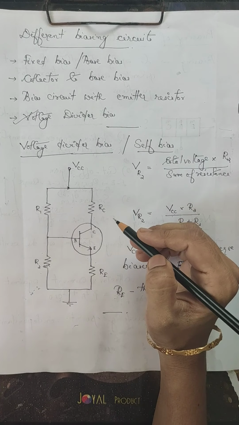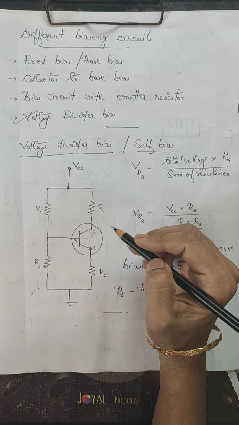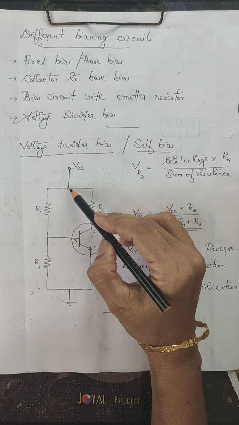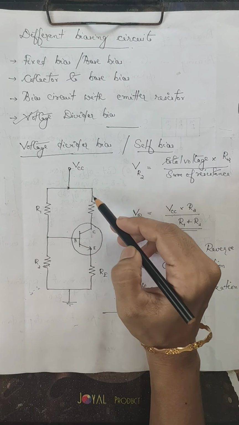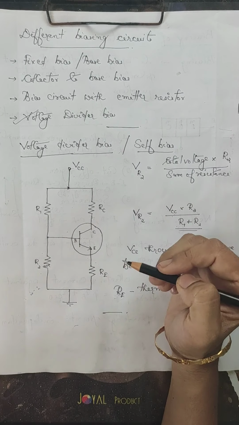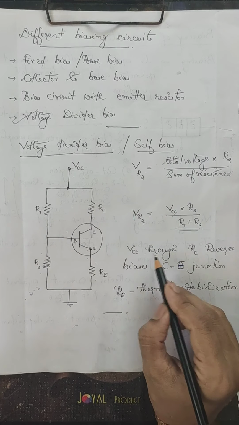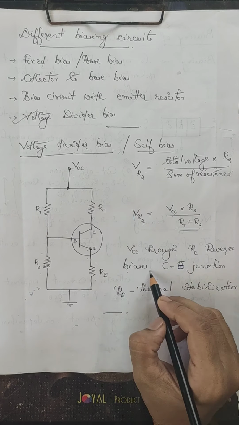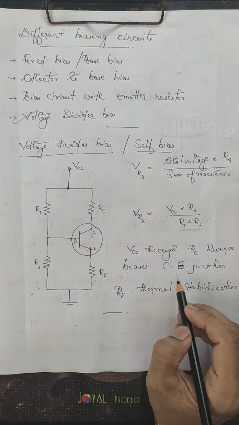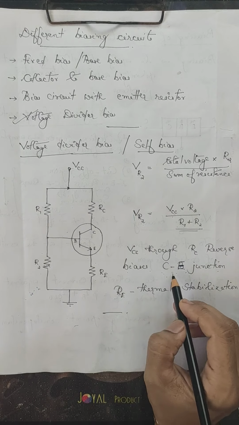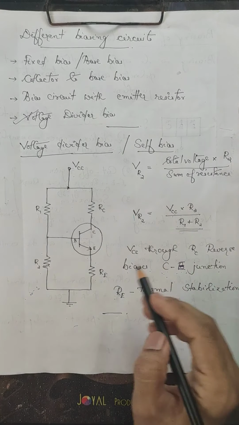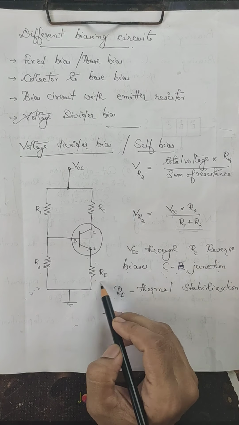Now, in order to get the active region of operation, we have to reverse bias the collector base junction. So the supply voltage VCC applied through RC helps to reverse bias the collector base junction. There is a mistake in your note. In your note it is written as collector emitter junction. Please correct it.